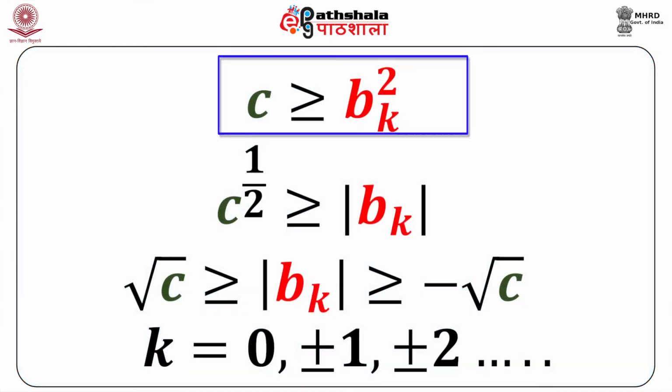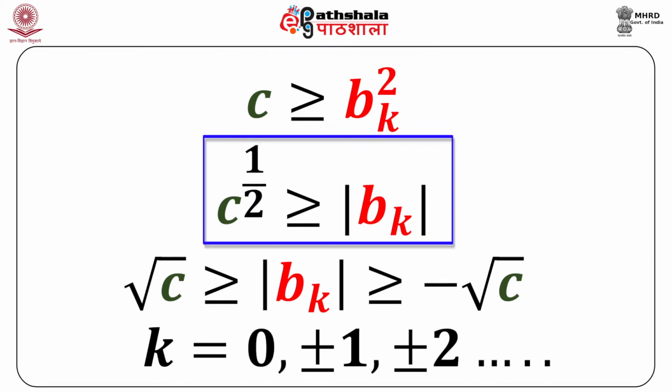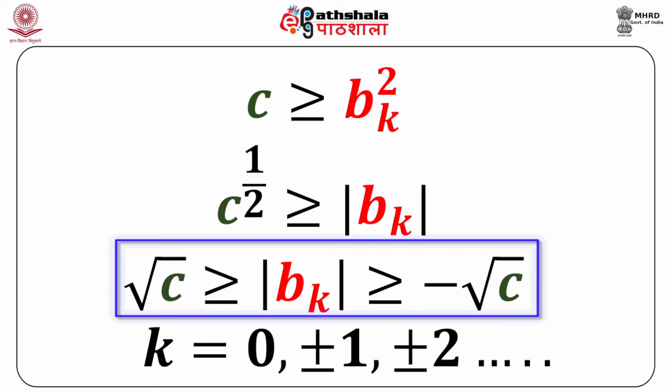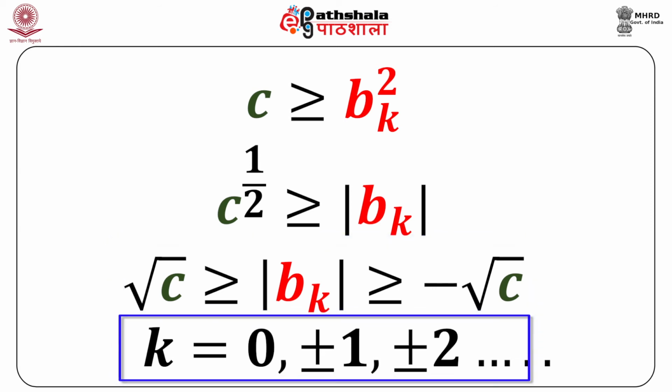Now, the term on the left hand side, that is Lx square plus Ly square, is a non-negative term, which means that b is limited by the condition that c is greater than or equal to bk square, or one can write that c to the power half, or square root of c, is greater than or equal to modulus bk. This means that the lower and upper limits of bk, that is the eigenvalues of angular momentum component Lz, are square root c greater than or equal to modulus bk, which is greater than or equal to minus square root c, where k can take value 0, plus or minus 1, plus or minus 2 and so on.